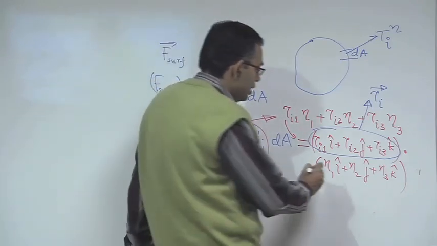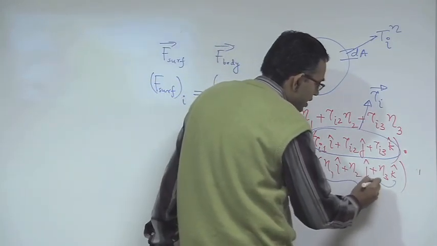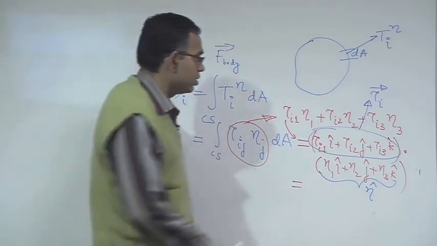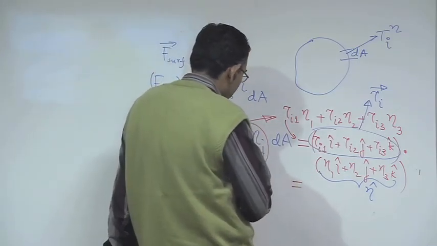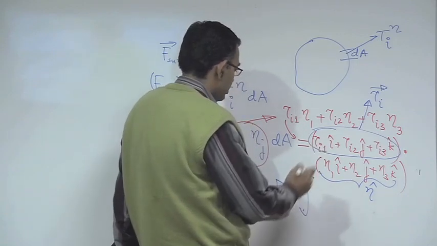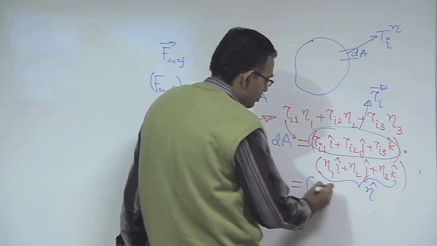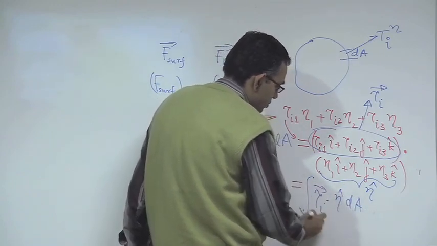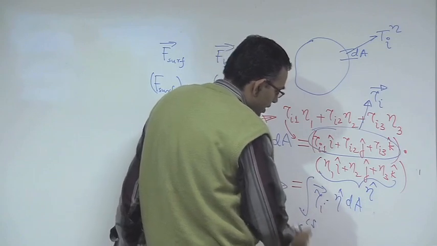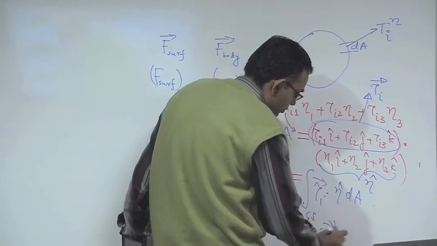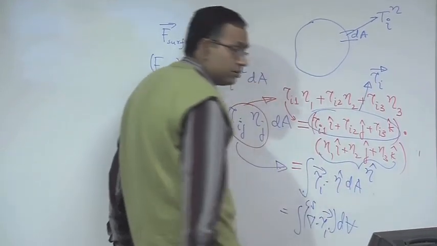And this is what? This is the unit vector eta with its three components. So, this integral is nothing but the integral of tau_i dot eta dA. So this is nothing but the integral of divergence of tau_i dV.